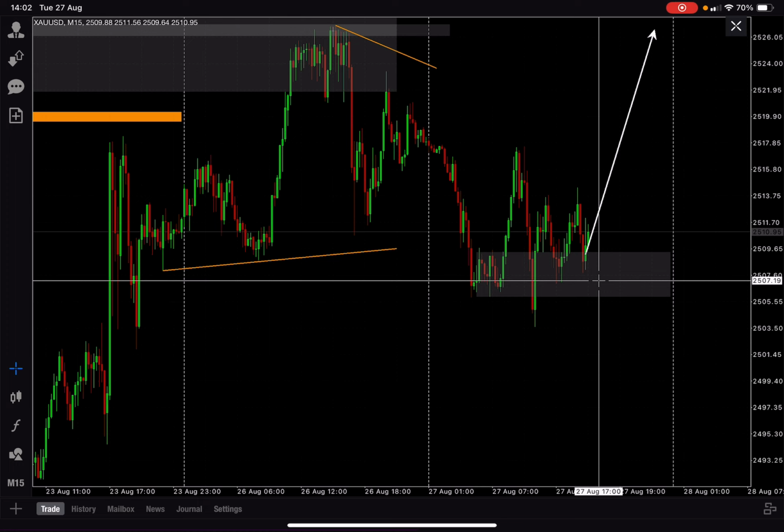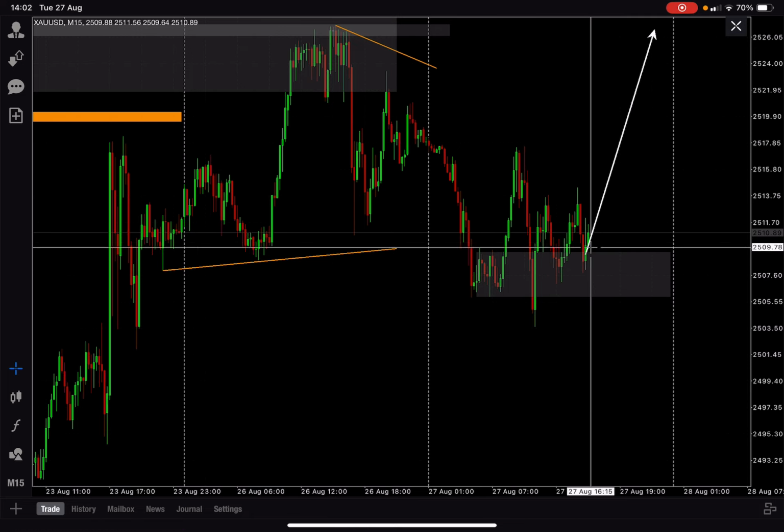We've got consumer confidence coming out in around an hour's time, and we also have the New York session. So currently looking for a bullish move from this breaker.